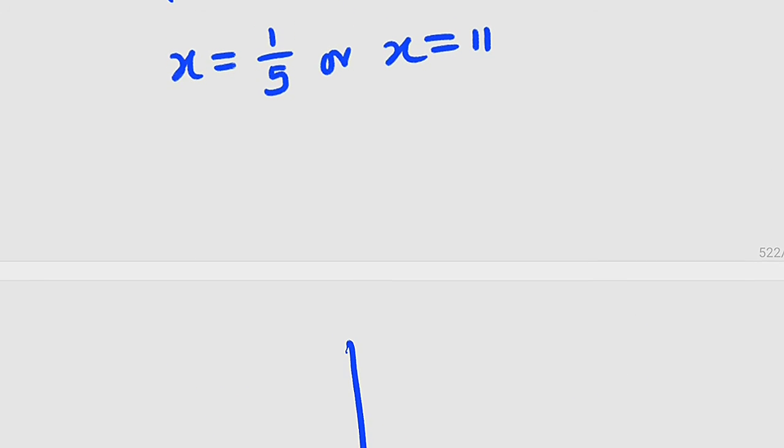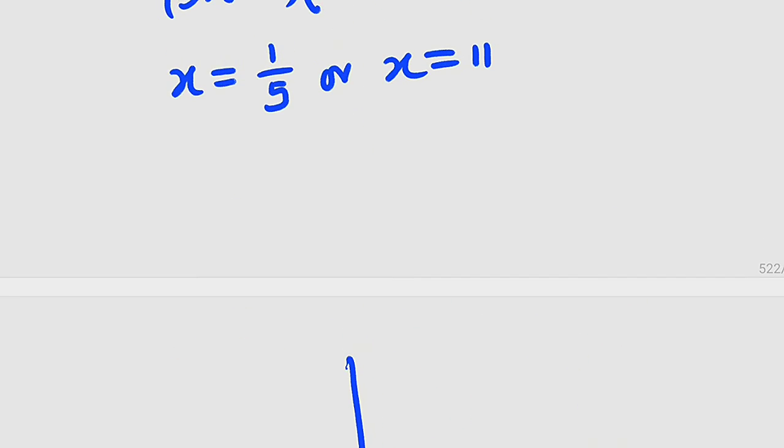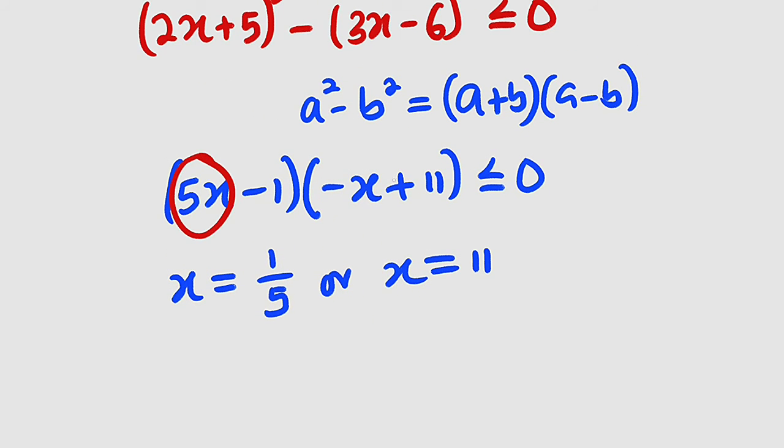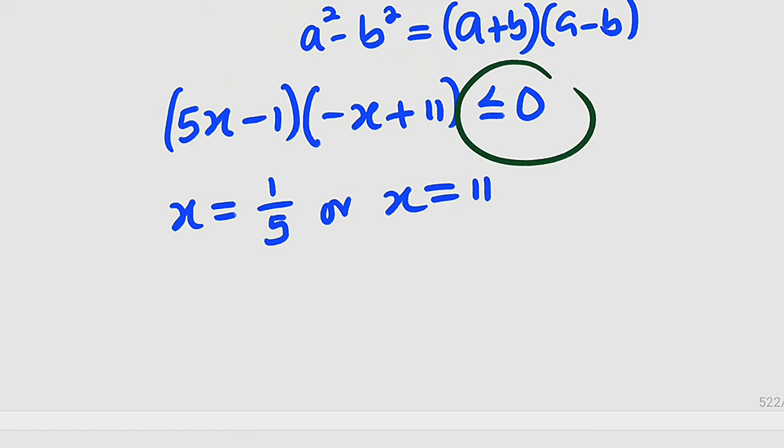Suppose we have a y-axis and x-axis like this. We have values 1/5 and 11. They are both positive, so they are to the right hand side. Look at the leading coefficient: multiplying the x terms gives negative 5x squared. So the leading coefficient is negative, and we should expect a downward-opening parabola. This is how it looks, something like this.